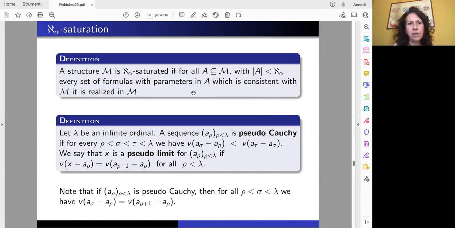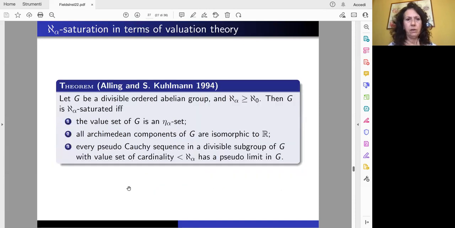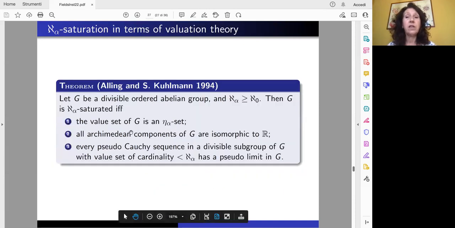Well, this is well known to everybody, I guess: the notion of alpha saturation for a structure. If we take any subset A of parameters of cardinality less than alpha, then every set of formulas with parameters in A which is consistent with M is realized in M. This is saturation. And in valuation theory, everybody knows the notion of pseudo-Cauchy sequence, which I will use now to recall a characterization in terms of valuation.